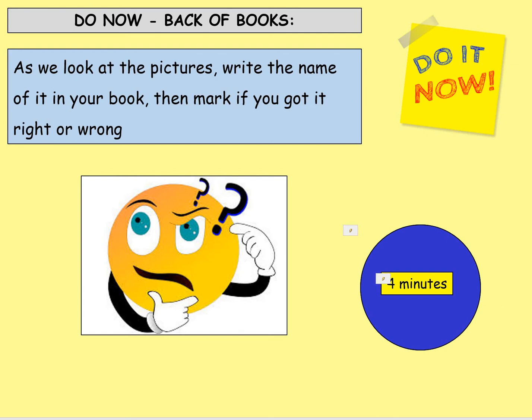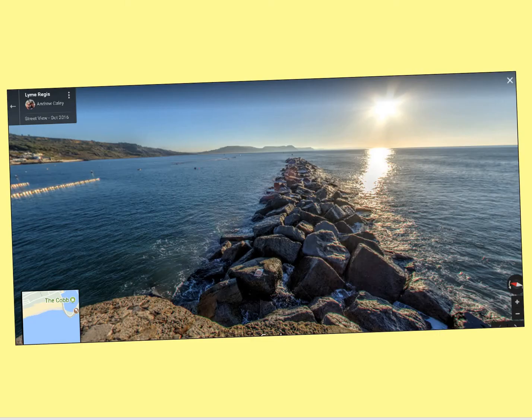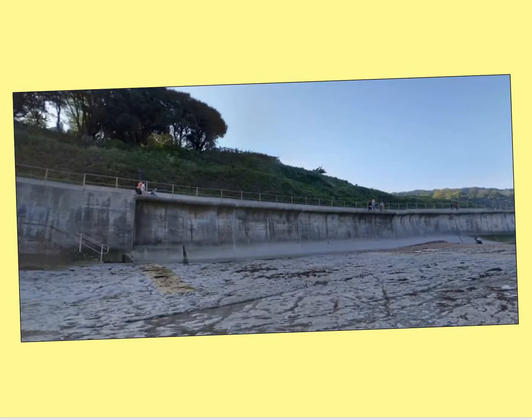So let's get started. Now I'm going to show you some pictures and I'm going to pause and I'm going to ask you to write down which type of hard or soft engineering you think it is. So let's get started. Number 1. Pause the video here. This is rock armour. So you can see there it is hard, probably granite rock that is there to protect the coastline. Number 2. Pause the video here and have a go.